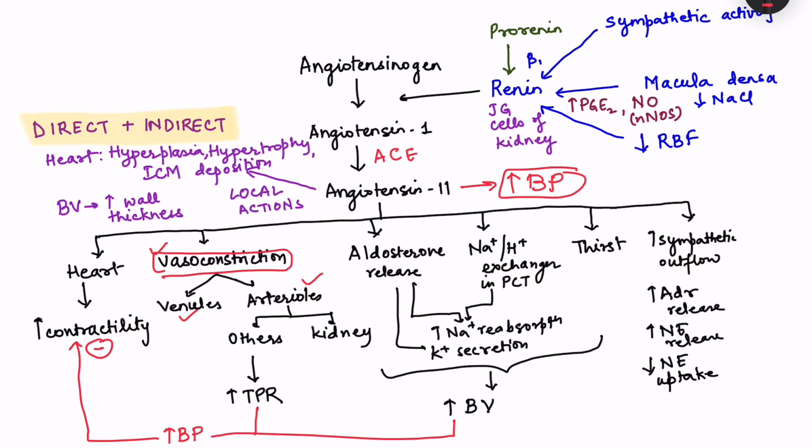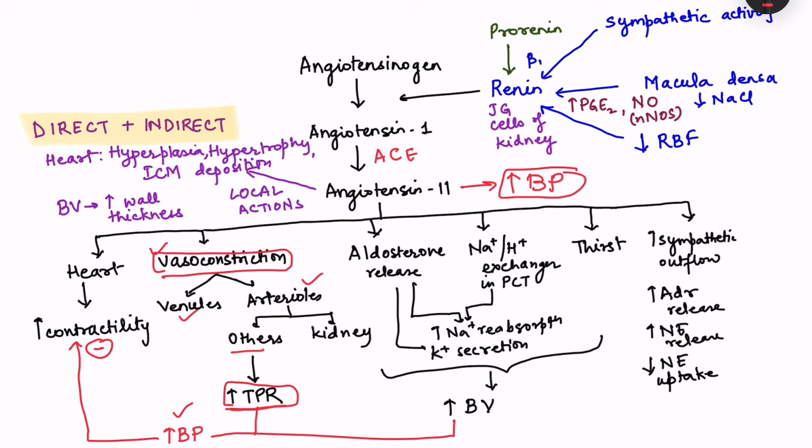When there is constriction of the arterioles, there is an increase in the total peripheral resistance. Arterioles are the main resistance vessels. So whenever the resistance vessels of the body constrict, there is an increase in the total peripheral resistance. And since total peripheral resistance is a determinant of blood pressure, when there is an increase in the total peripheral resistance, there is an increase in the blood pressure.